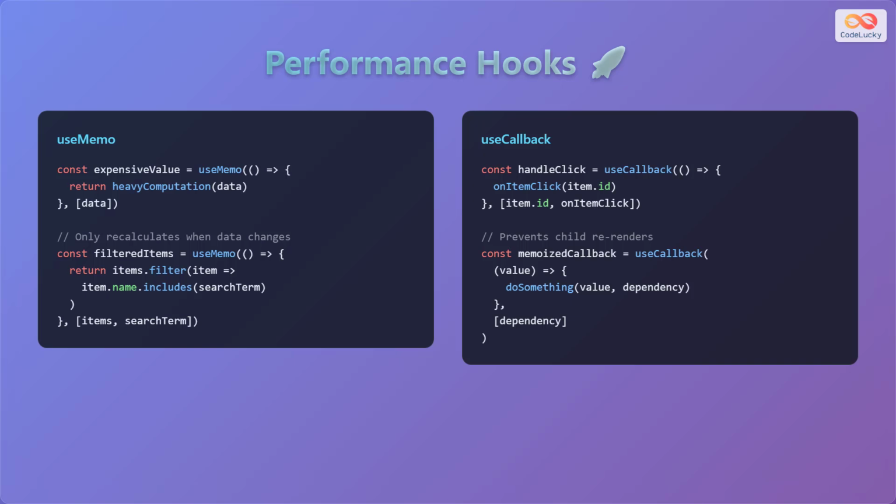useCallback is used to memoize a function. It only returns a new function instance when one of the dependencies has changed. This is useful for preventing unnecessary re-renders of child components that rely on the function. For example, if we have an onItemClick function that is passed as a prop to a child component, we can use useCallback to ensure the child component only re-renders when the function changes. Using useMemo and useCallback can significantly improve the performance of your React applications.